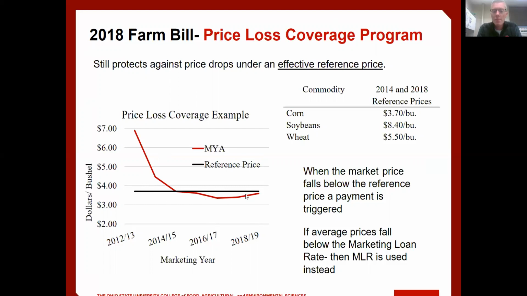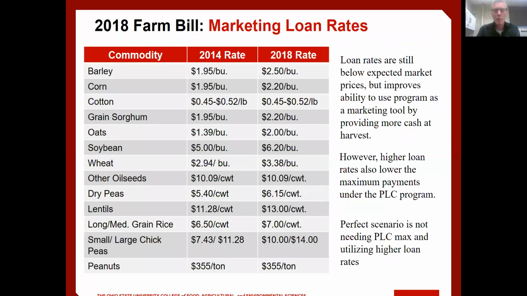Now this is capped all the way down to the marketing loan rate. Whatever the marketing loan rates are for the specific commodities, which for corn is $2.20, it comes all the way down to $2.20. If a marketing year average price fell below $2.20, you no longer get additional PLC payments for that, but you can put your grain on collateral with the government and pick up that additional difference. So just something to keep in mind.